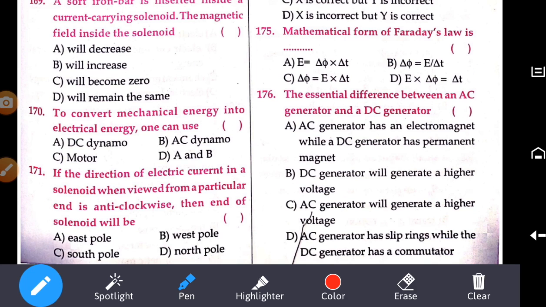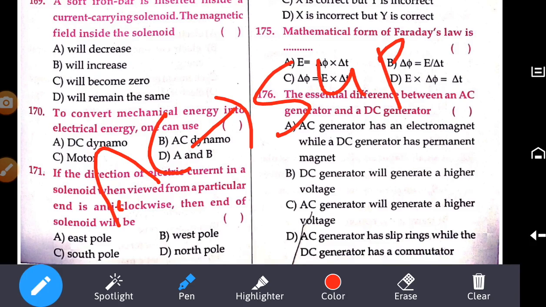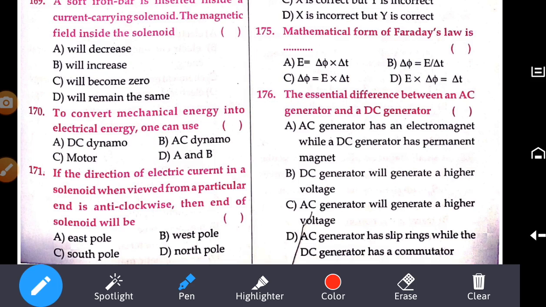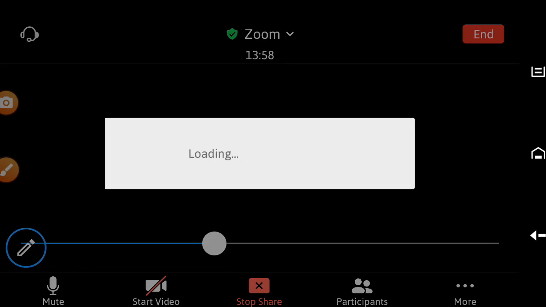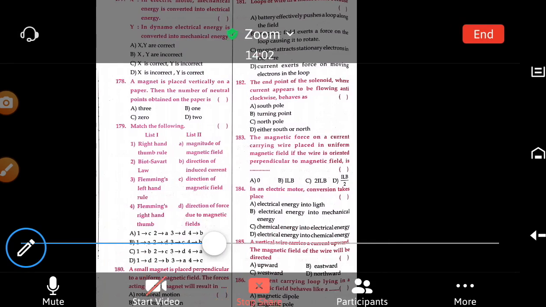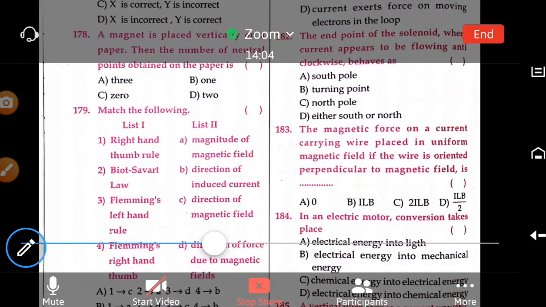176th bit. The essential difference between AC generator and DC generator. We have seen that AC generator will have slip rings, and DC will have what? Split rings, which is also called our commutator. So which is our option? I think yes, option number D is our answer. So that page is over. Let's see the next page. Let me zoom it.